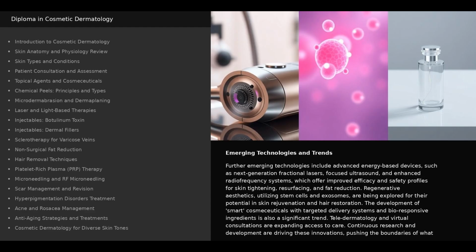Regenerative aesthetics, utilizing stem cells and exosomes, are being explored for their potential in skin rejuvenation and hair restoration. The development of smart cosmeceuticals with targeted delivery systems and bioresponsive ingredients is also a significant trend. Teledermatology and virtual consultations are expanding access to care. Continuous research and development are driving these innovations, pushing the boundaries of what is possible in aesthetic enhancement. Practitioners must engage in lifelong learning to integrate these advancements responsibly and effectively into their practice, ensuring they remain at the forefront of the field.